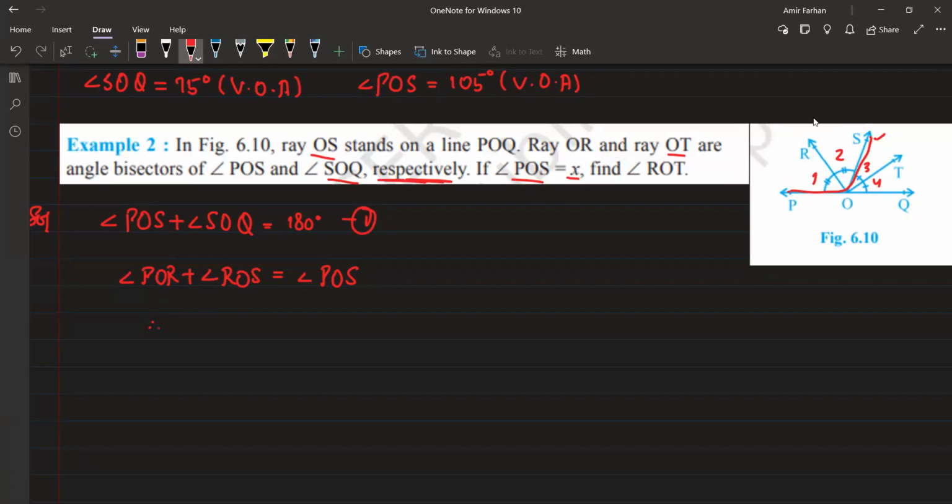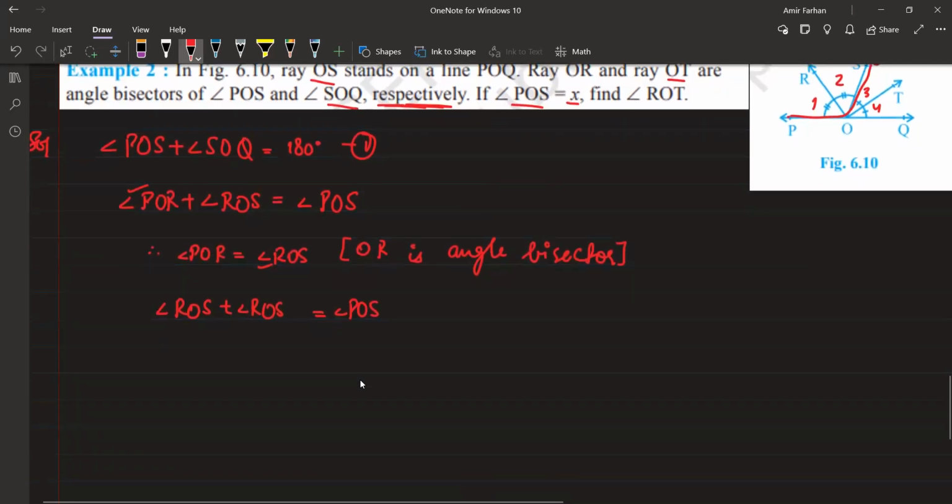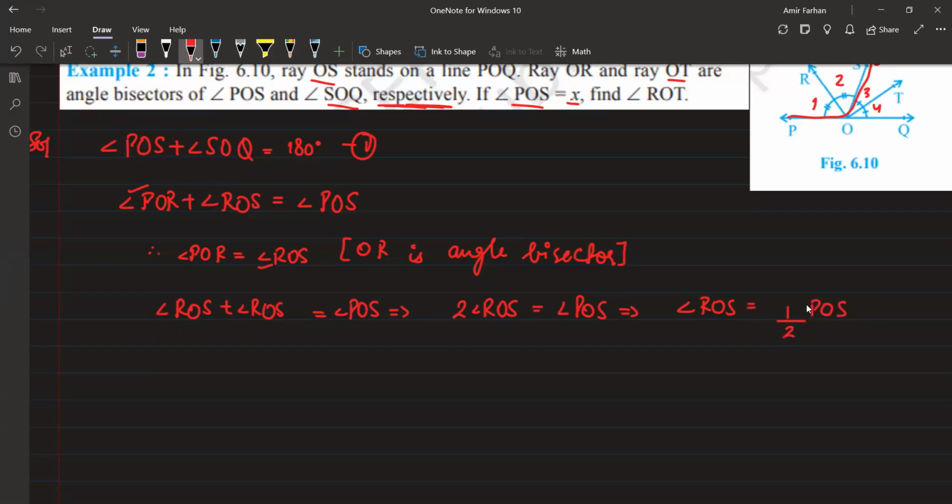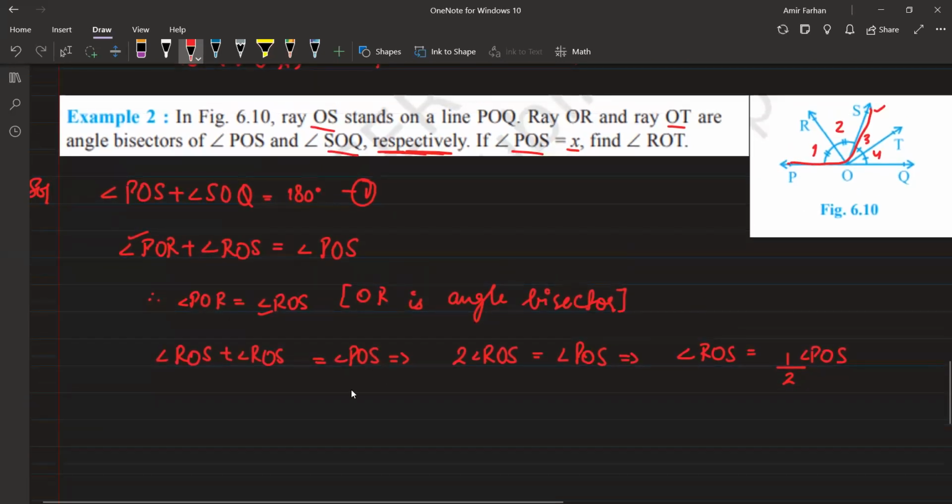Now we know that OR is the angle bisector. So can I write ROS in place of POR, because POR is equal to ROS? Bisector. Yes or no? Yes. So if I write ROS in place of POR, what will it become? Angle ROS plus angle ROS is equal to angle POS. So two angle ROS is equal to angle POS. So angle ROS is equal to what? Half of POS. Main directly likh sakta tha, but I want to show you how you will find out this relation.